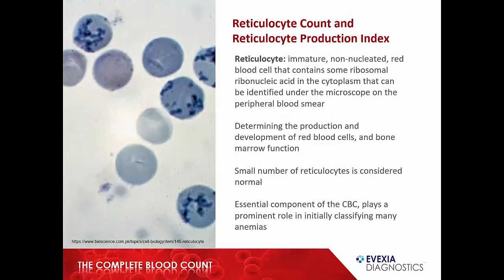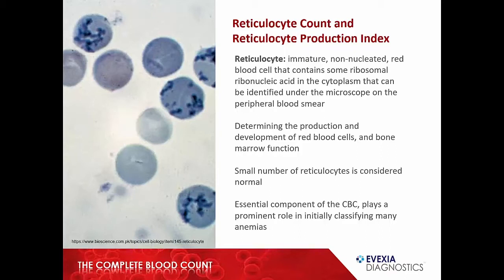So next is the reticulocyte count and what's known as the reticulocyte production index, which I'll be reviewing. Remember, the reticulocyte is an immature, non-nucleated red blood cell that contains some ribosomal ribonucleic acid. And this cell is classified under the microscope on a peripheral blood smear after applying a stain.